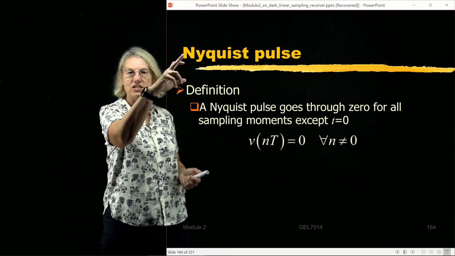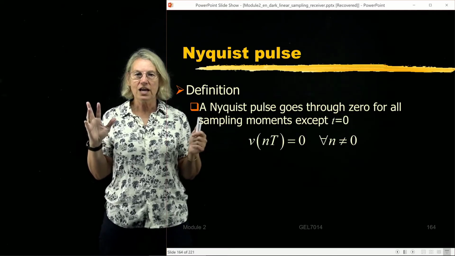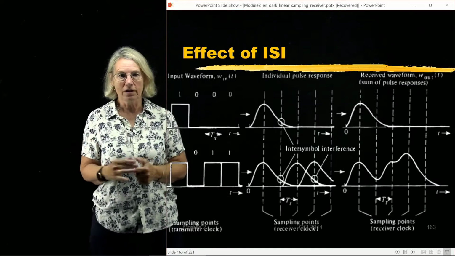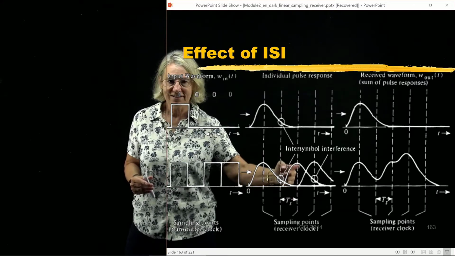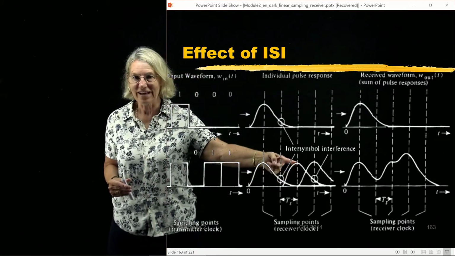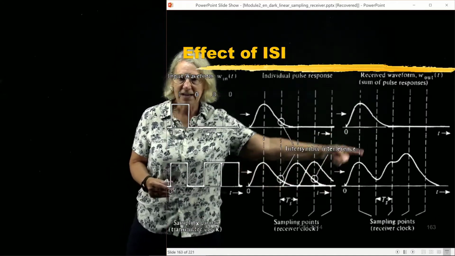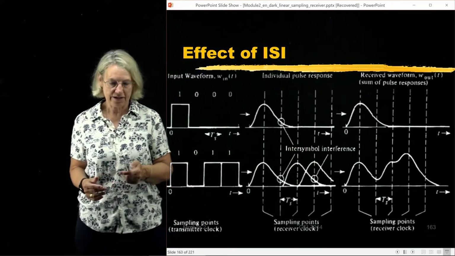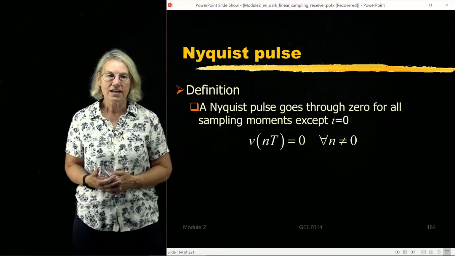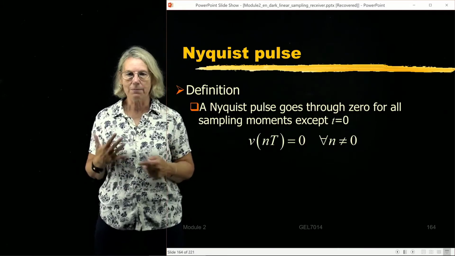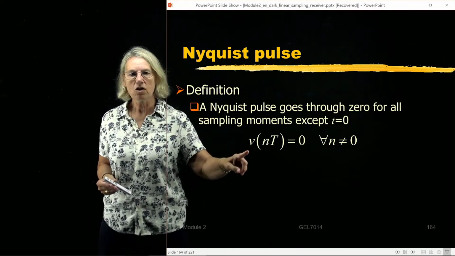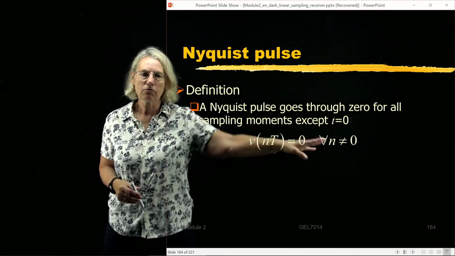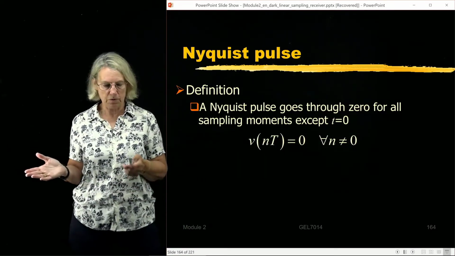And that idea is the definition of a Nyquist pulse. A Nyquist pulse is a pulse which goes through 0 for all sampling times, except of course its own. When I go through the sample for this previous symbol, I want to get something that's not 0 at that time. But at every symbol sampling time afterwards, I want it to pass by 0. Therefore, it won't contribute to the next symbol's detection. So the definition of a Nyquist pulse is a pulse that goes through 0 at all sampling moments except time equals 0. So if v is a Nyquist pulse, then v(nT), where capital T is the sampling time or the symbol interval, would be 0 for all n except for n equals 0. Definition of a Nyquist pulse.